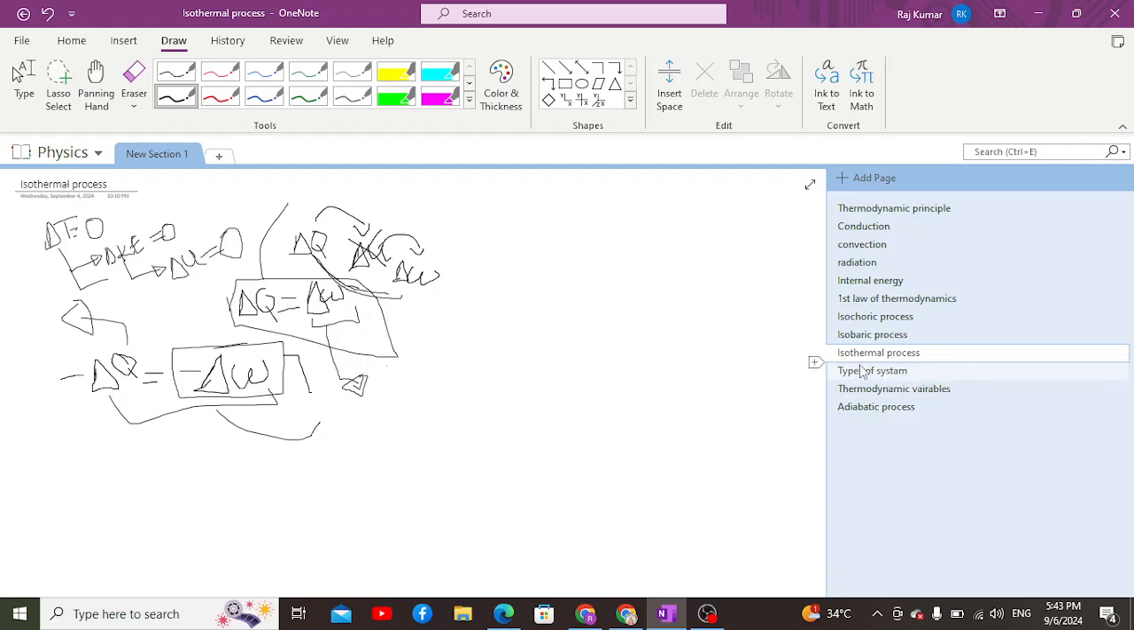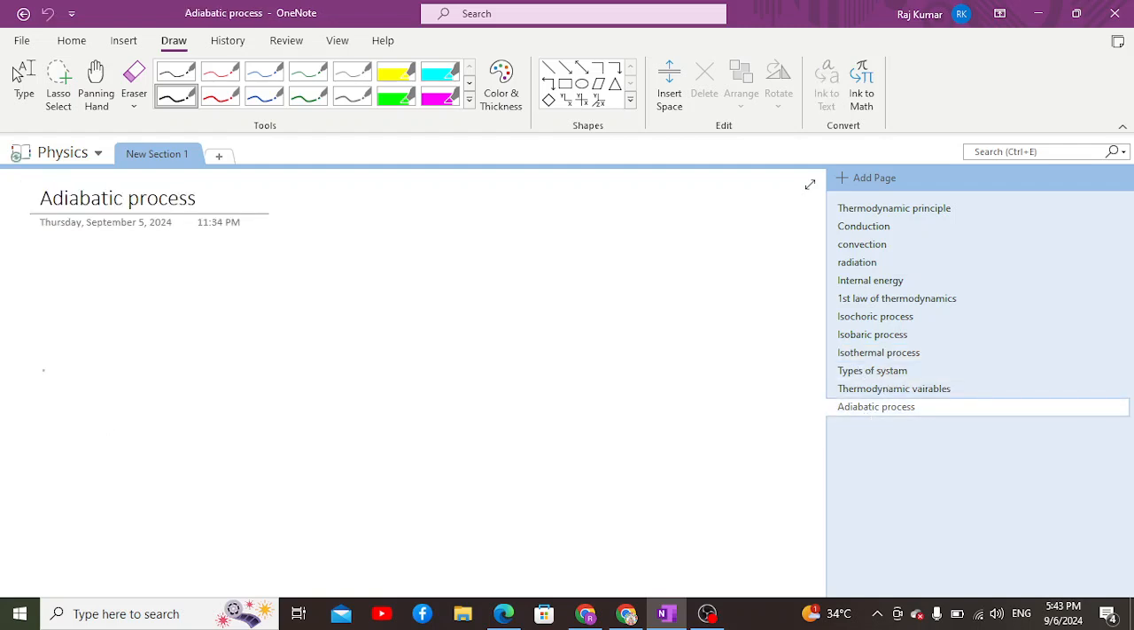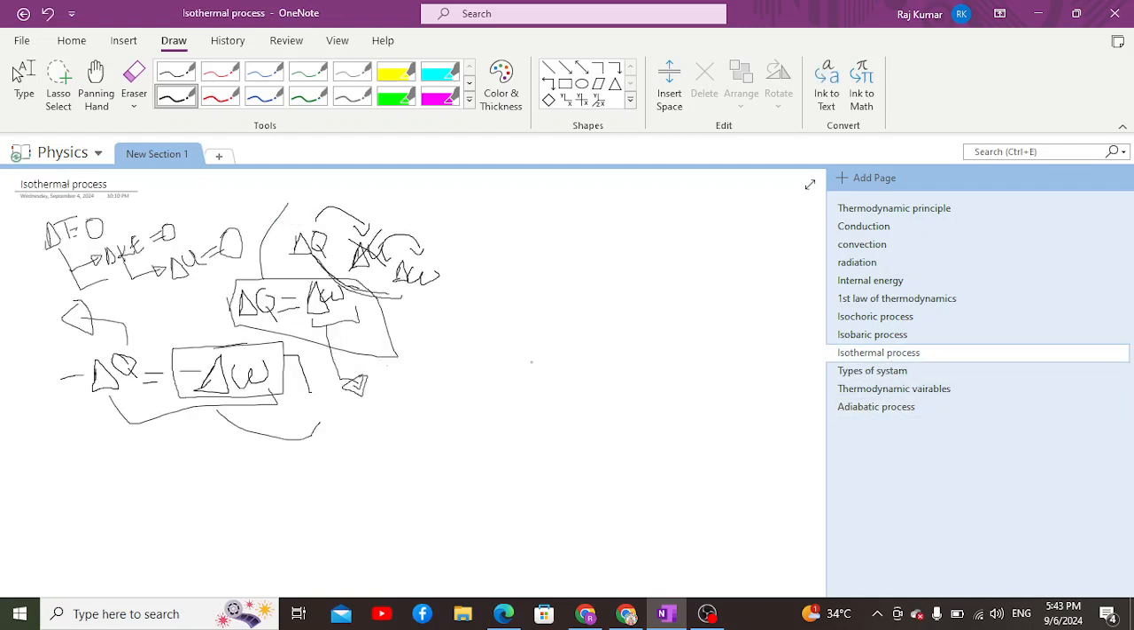On the other hand, we talk about the final process. This is an adiabatic process. Before discussing that, I would like to clarify a few other points which are present in the isothermal process.